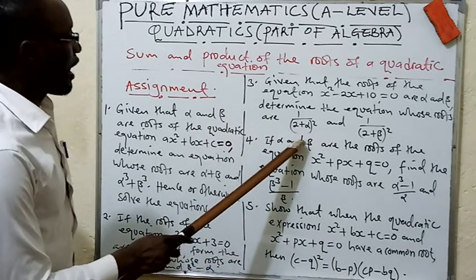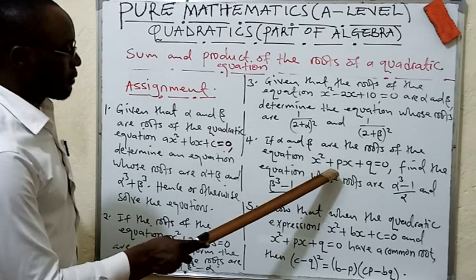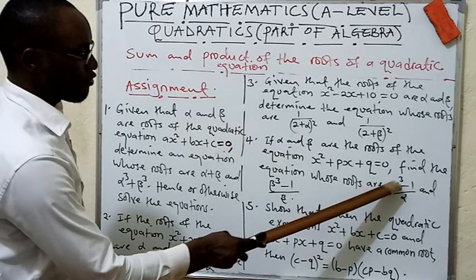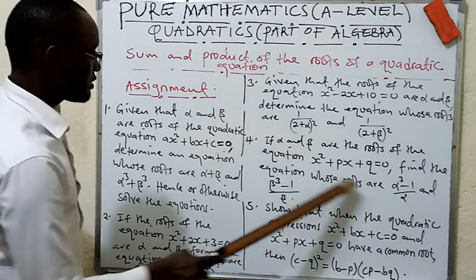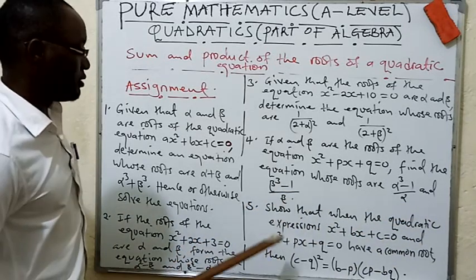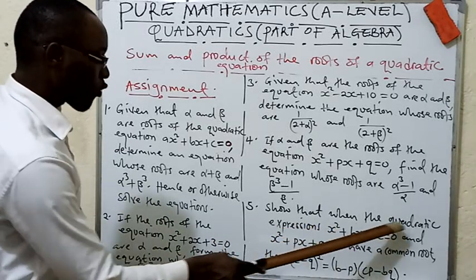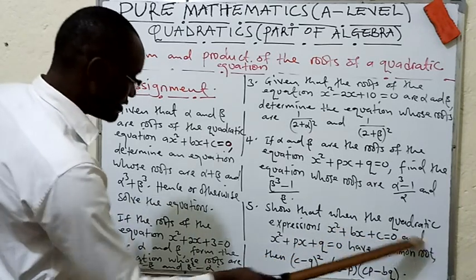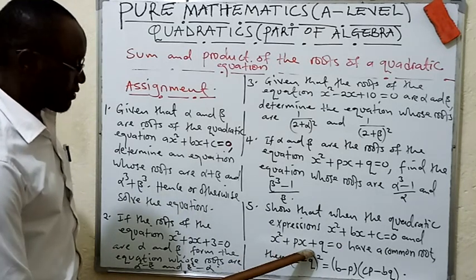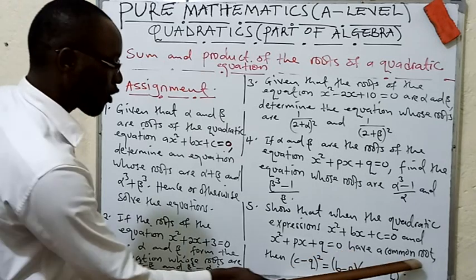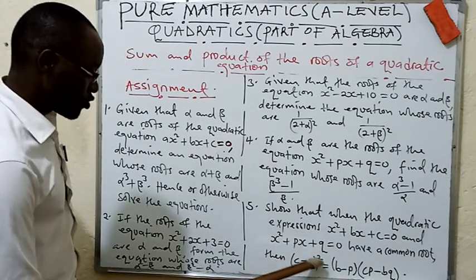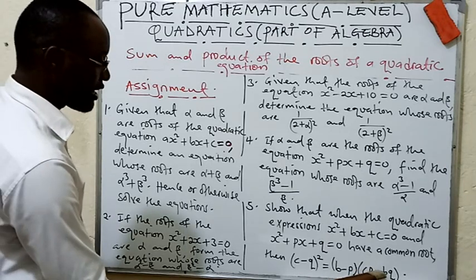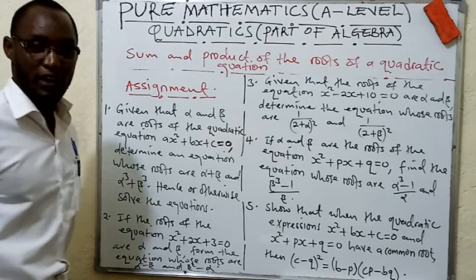Then number 4, if alpha and beta are the roots of the equation x squared plus px plus q is equal to 0, find the equation whose roots are alpha cubed minus 1 over alpha and beta cubed minus 1 over beta. Then number 5, show that when the quadratic expressions x squared plus bx plus c is equal to 0 and x squared plus px plus q is equal to 0 have a common root, then c minus q, in brackets squared, is equal to b minus p, in brackets, into cp minus bq, in brackets. So this is a proof number.